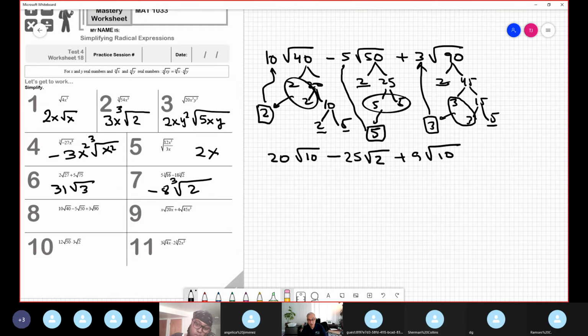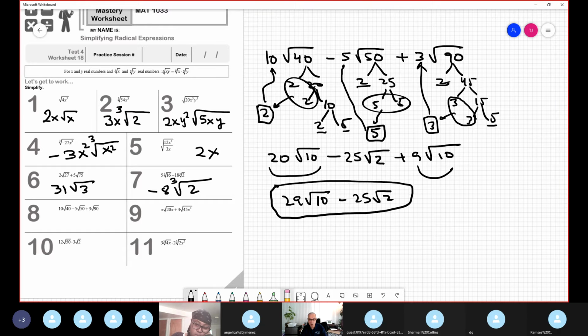So in this case, it's only possible to combine this and this because they contain the same radical, which is radical 10. So 29 radical 10 minus 25 radical 2, and this is impossible to combine with that. So in addition or subtraction, you can only combine when you have the same radical. Different radical, no. 29 radical 10, sorry. This is not 2, this is 10.